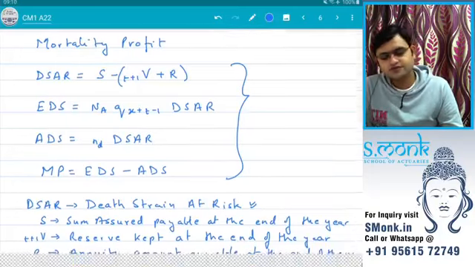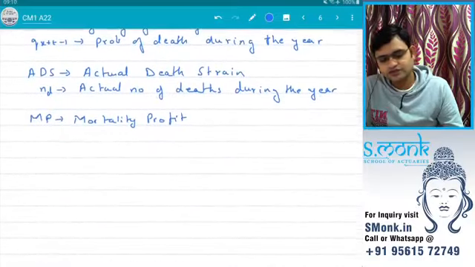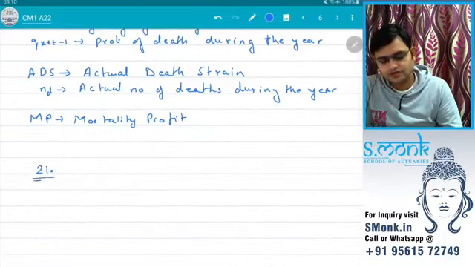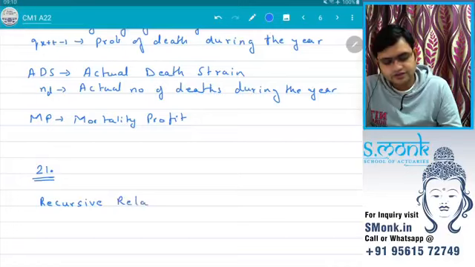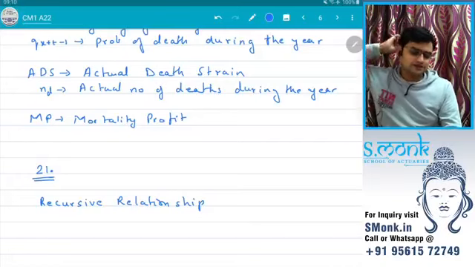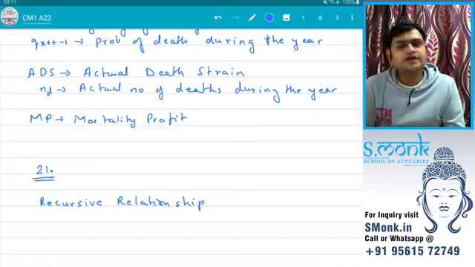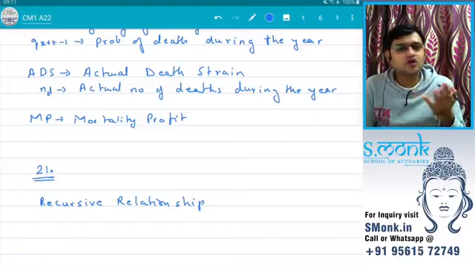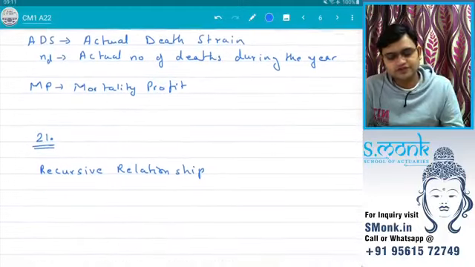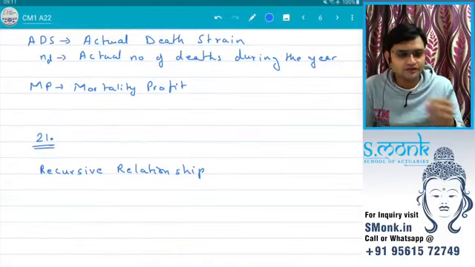We'll be doing some of this, but before we do that, I just want to tell you the small thing that I forgot to talk about of chapter 21. Of chapter 21, we have something called recursive relationship. Recursive relationship is a way of finding reserves if we already know a reserve of either the previous year or the next year. Using recursive relationship, we can find reserves for whatever year we are talking about.